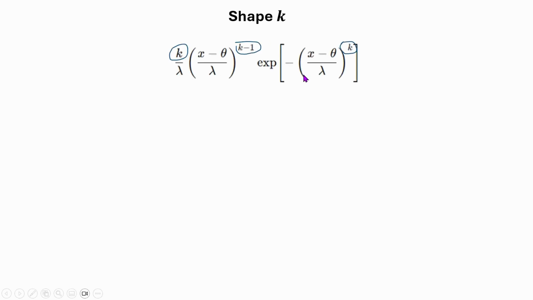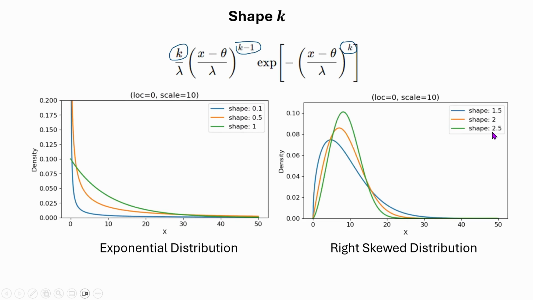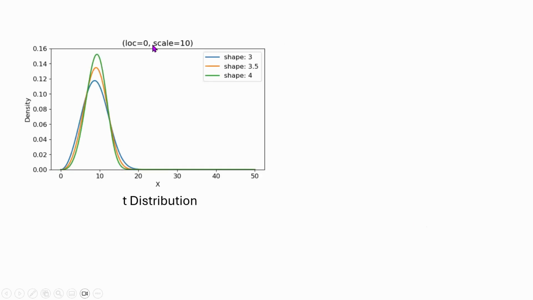Finally, we have shape k. So these are the k's. Now it is very hard to understand why k actually determines the shape of the function. But if you do plotting, so let's first fix location and scale to 0 and 10, and then let's vary the shape. So any shape value that is less than or equal to 1 will look like an exponential distribution. Shape values from 1 to 2.5 will look like a right skewed distribution. If you increase the shape even further, it will look like a fat-tailed T distribution.